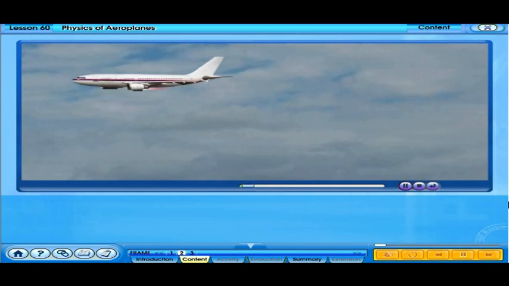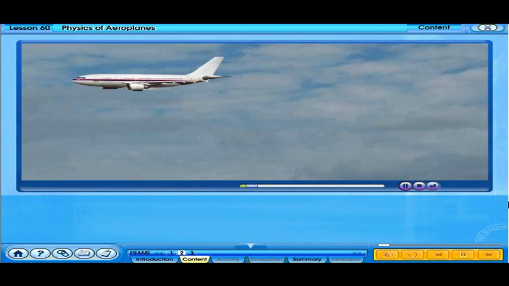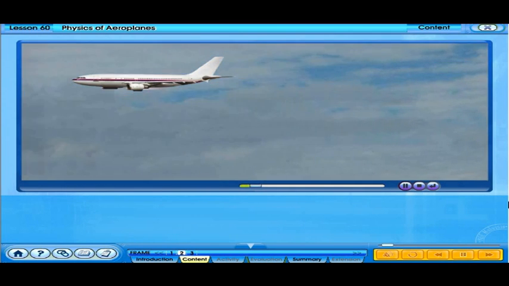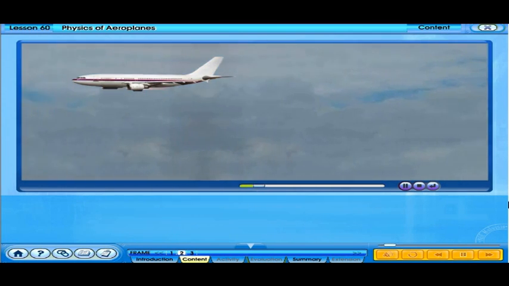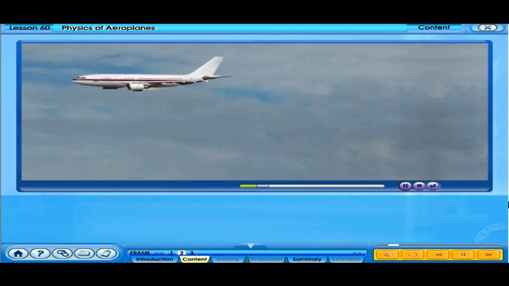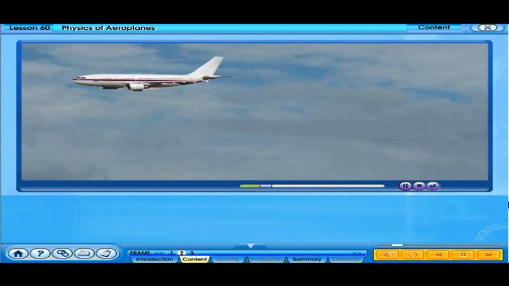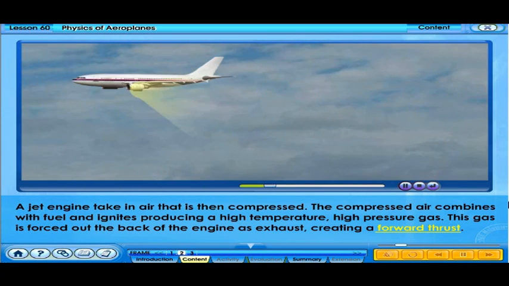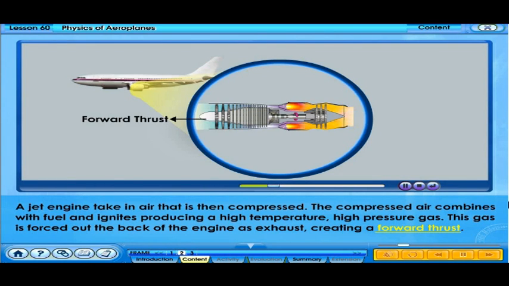The forward motion of an aeroplane is made possible by the engines of the aeroplane. The huge engines provide the power that creates forward thrust. A jet engine takes in air that is compressed. The compressed air combines with fuel and ignites, producing a high-temperature, high-pressure gas. This gas is forced out the back of the engine as exhaust, creating a forward thrust.